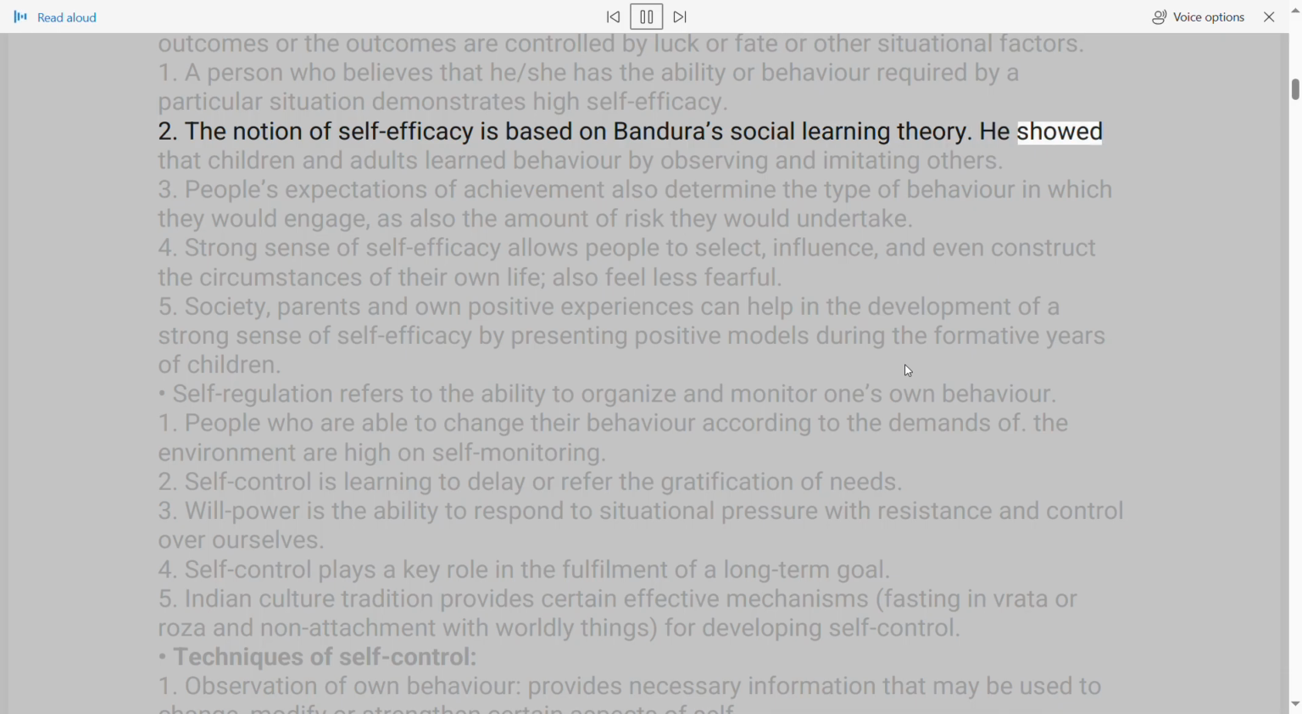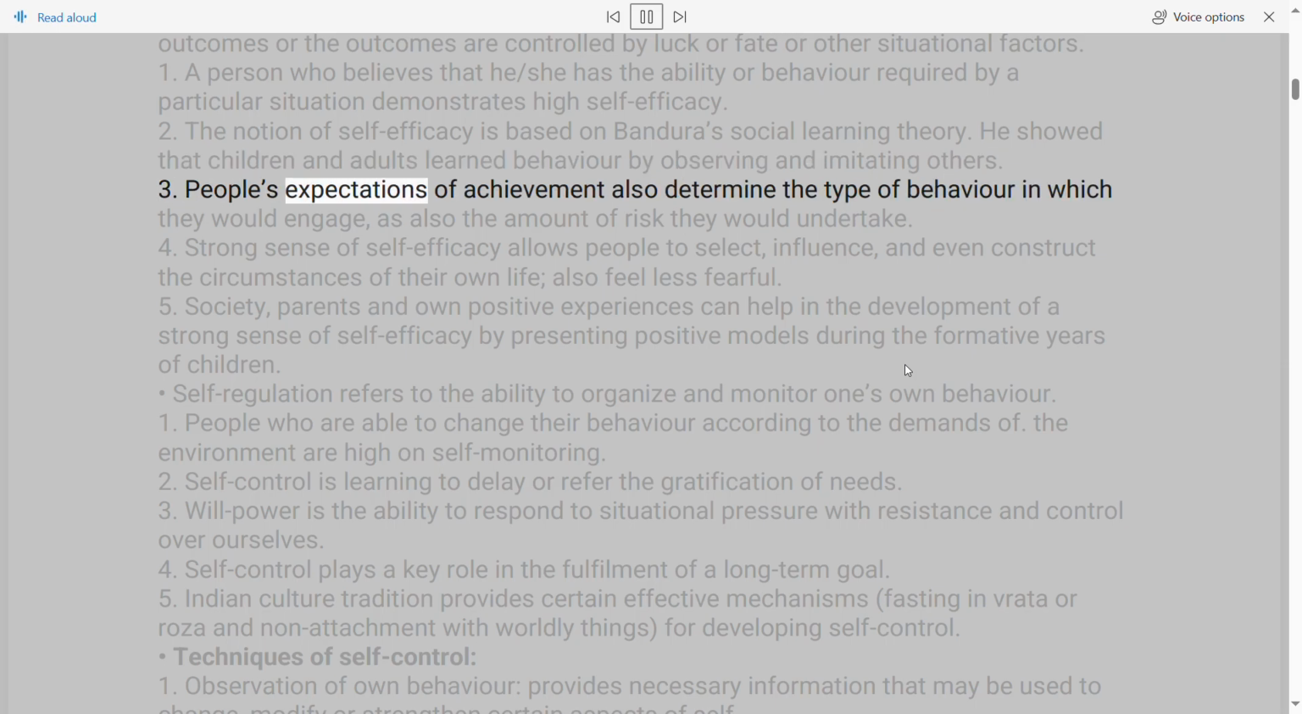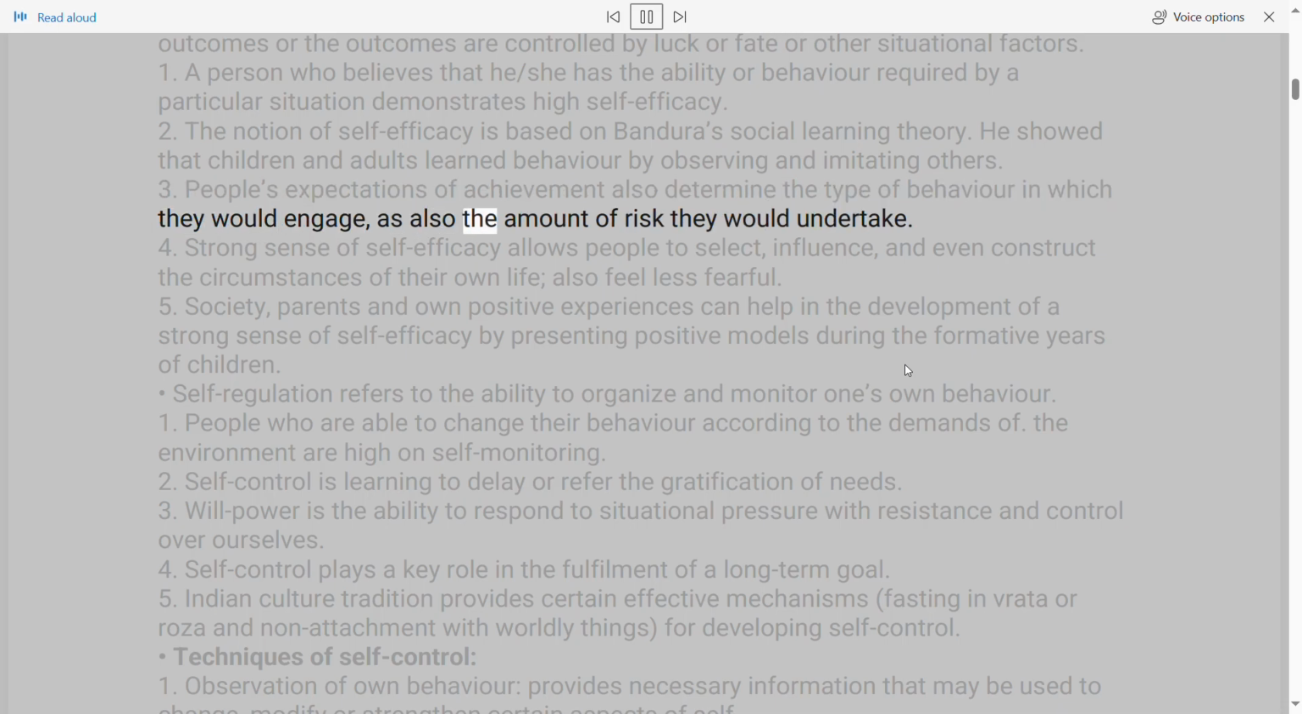He showed that children and adults learned behavior by observing and imitating others. 3. People's expectations of achievement also determine the type of behavior in which they would engage, as also the amount of risk they would undertake.